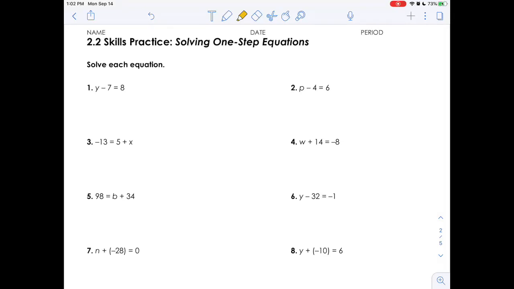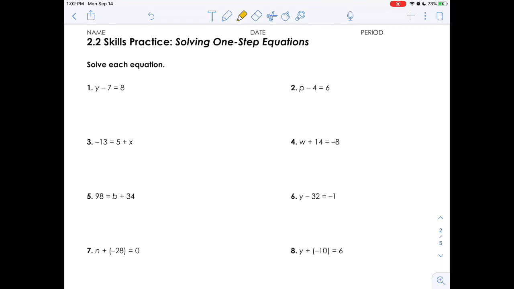In this video, I'll be covering 2.2 skills practice, solving one-step equations. Your job is to follow along with me as I complete the odds, and then for you to try the evens on your own or with a friend. So I'm going to start with number 1.